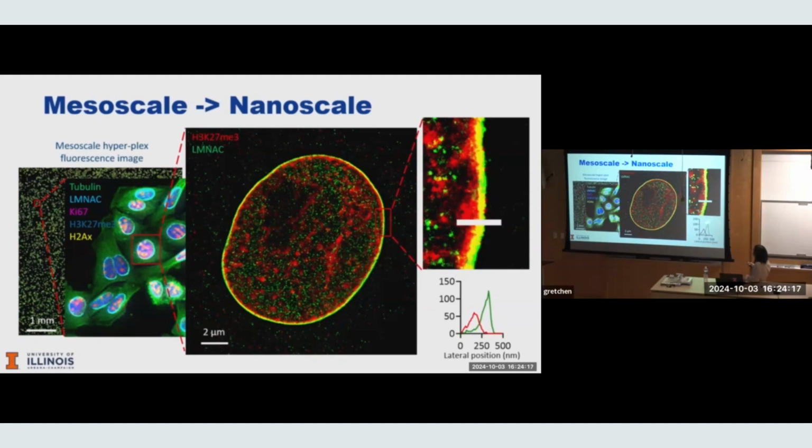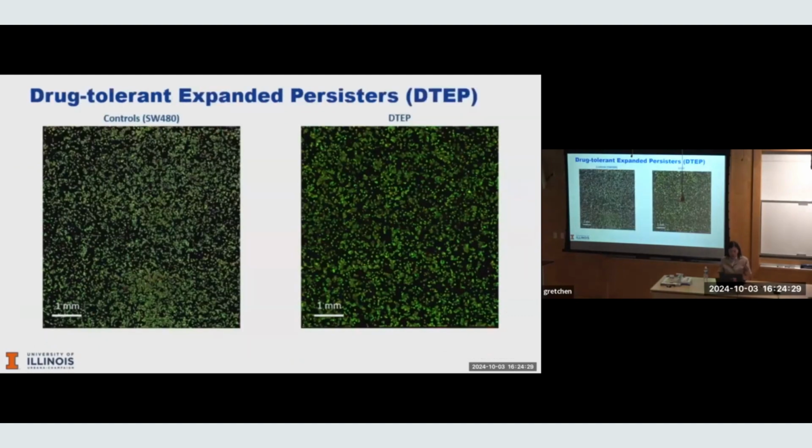So here is just an example showing the red is chromatin and the green is the nuclear membrane. You see the spatial separation between these two. To further understand this problem of how the cancer cell develops resistance over the course of treatment, we compare the two populations. One is the control. One is the cells that survive the treatment and eventually grow back again.